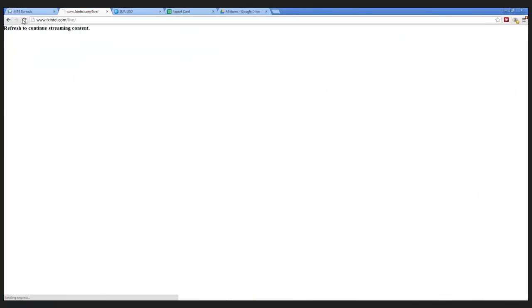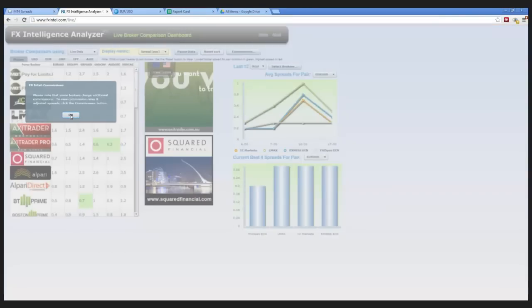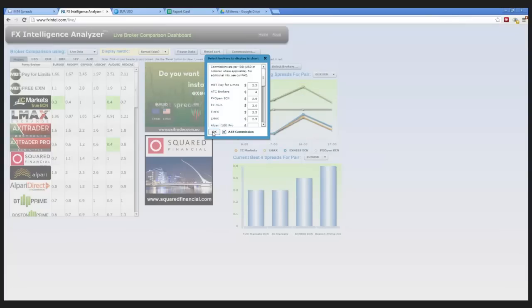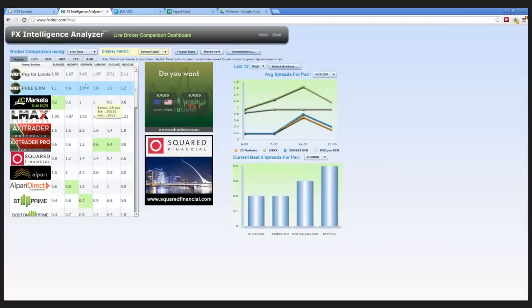Looking here, FX Intel, also a pretty neat little site. And what I do on this one is I say, go ahead and include the commissions, because you've got ECN brokers who do the same.